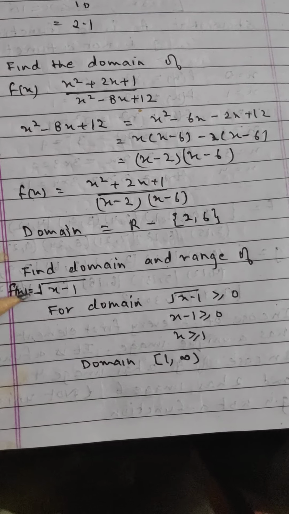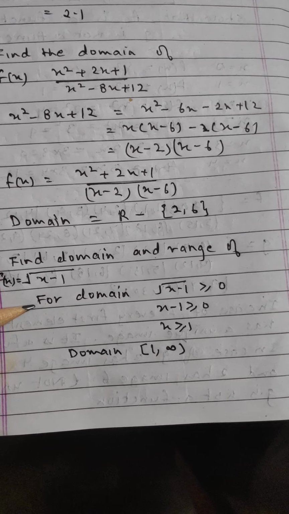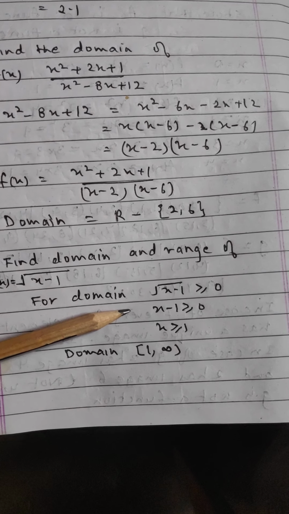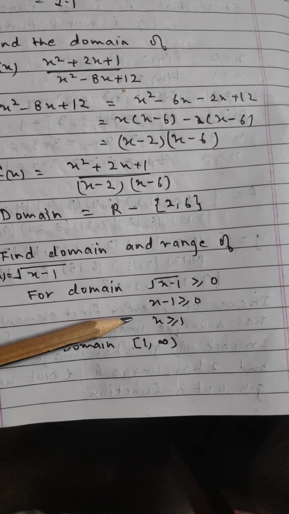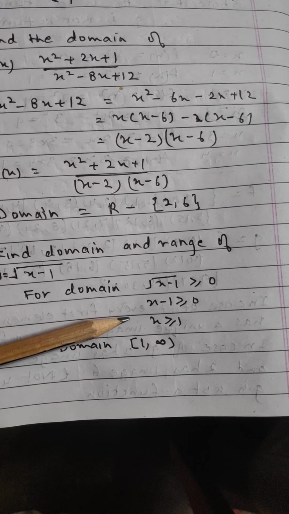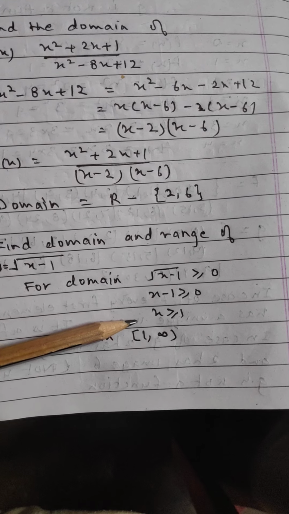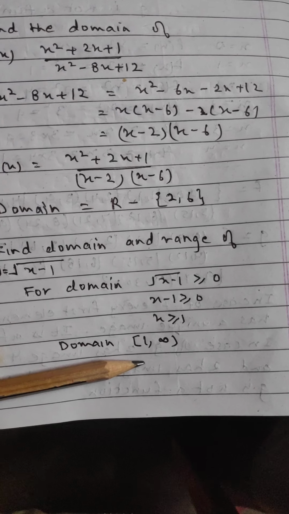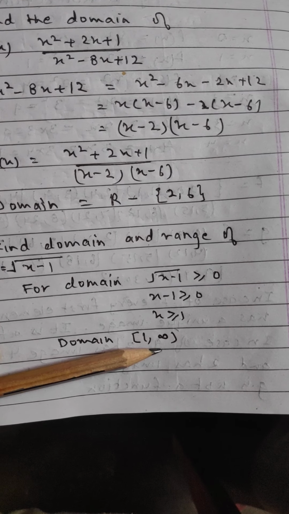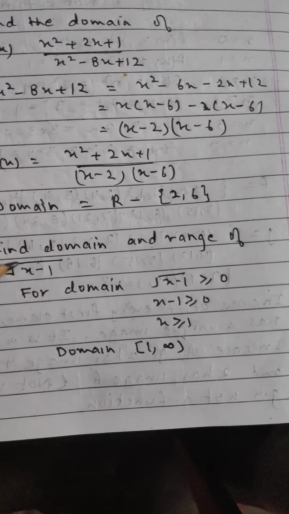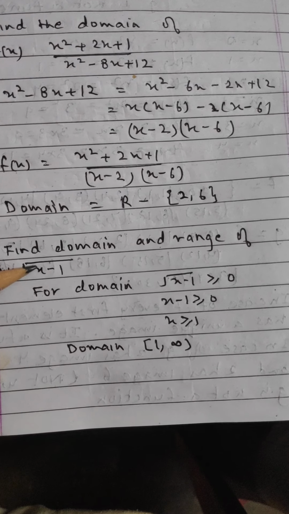Find the domain and range of f(x) is equal to under root x minus 1. For the domain, the expression under root x minus 1 should be non-negative. Non-negative means greater than or equal to 0, so x minus 1 is greater than or equal to 0, x is greater than or equal to 1. So what is the domain? Closed bracket 1 to open bracket infinity. That is, from 1 to infinity you put any number, then this under root is going to exist.